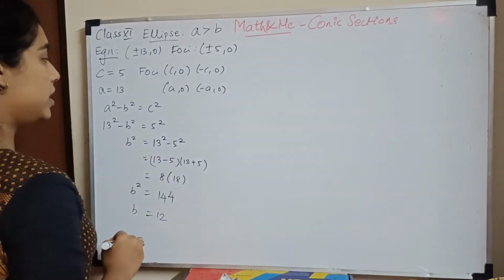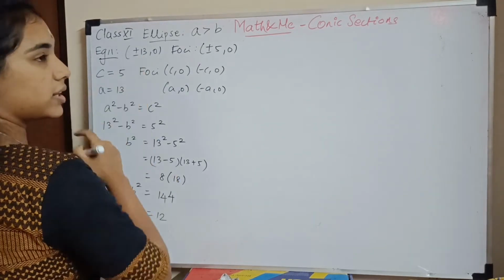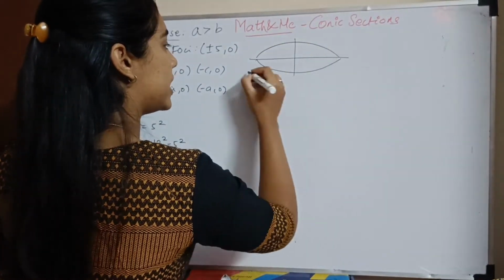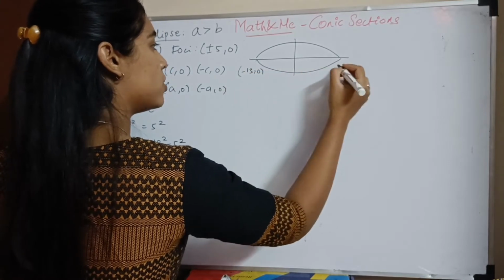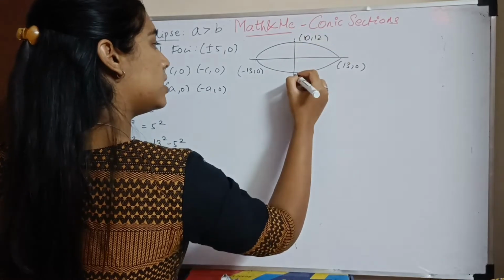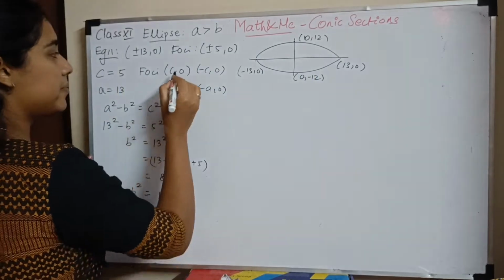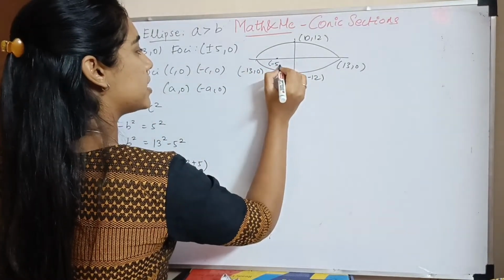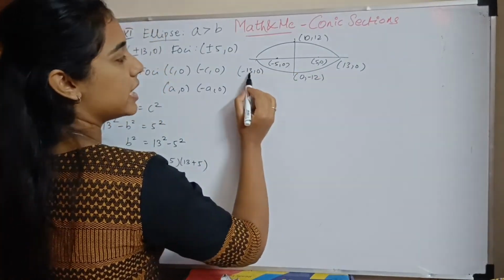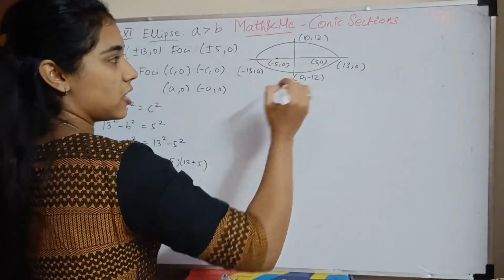Now I know the value of B. What does my equation look like? My A value is greater than B value and the A is along the x-axis. So how does your ellipse look like? It looks like this. So the A value is minus 13, 0 and 13, 0. The B value is 0, 12 and 0, minus 12. So what are my foci? It is minus 5, 0 and 5, 0. You see this is the major axis. A value, C value, they lie along the same line. B lies along the minor axis.